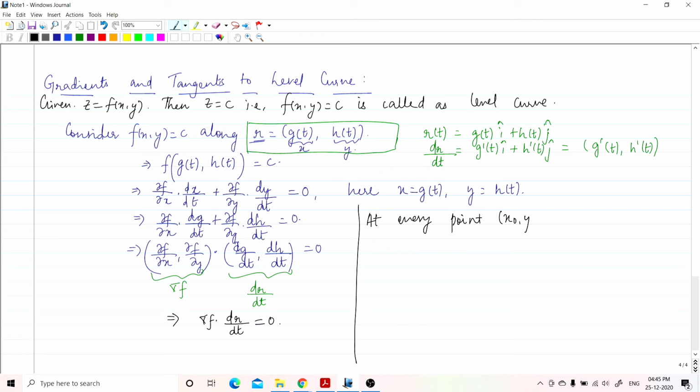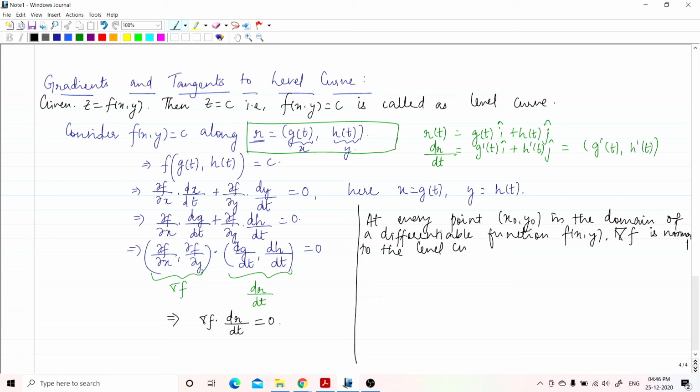whatever may be the point that you take in the domain of a differentiable function f of xy, the gradient of f is normal to the level curve through x0 y0. What do you mean by normal?